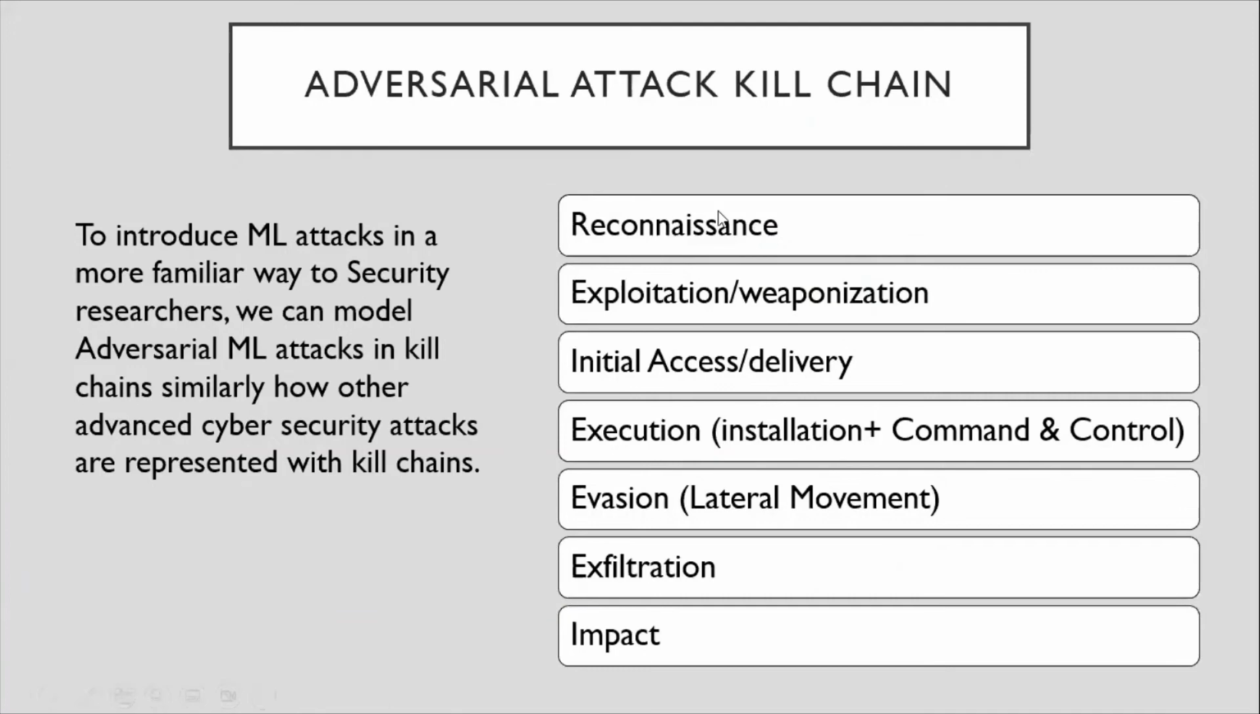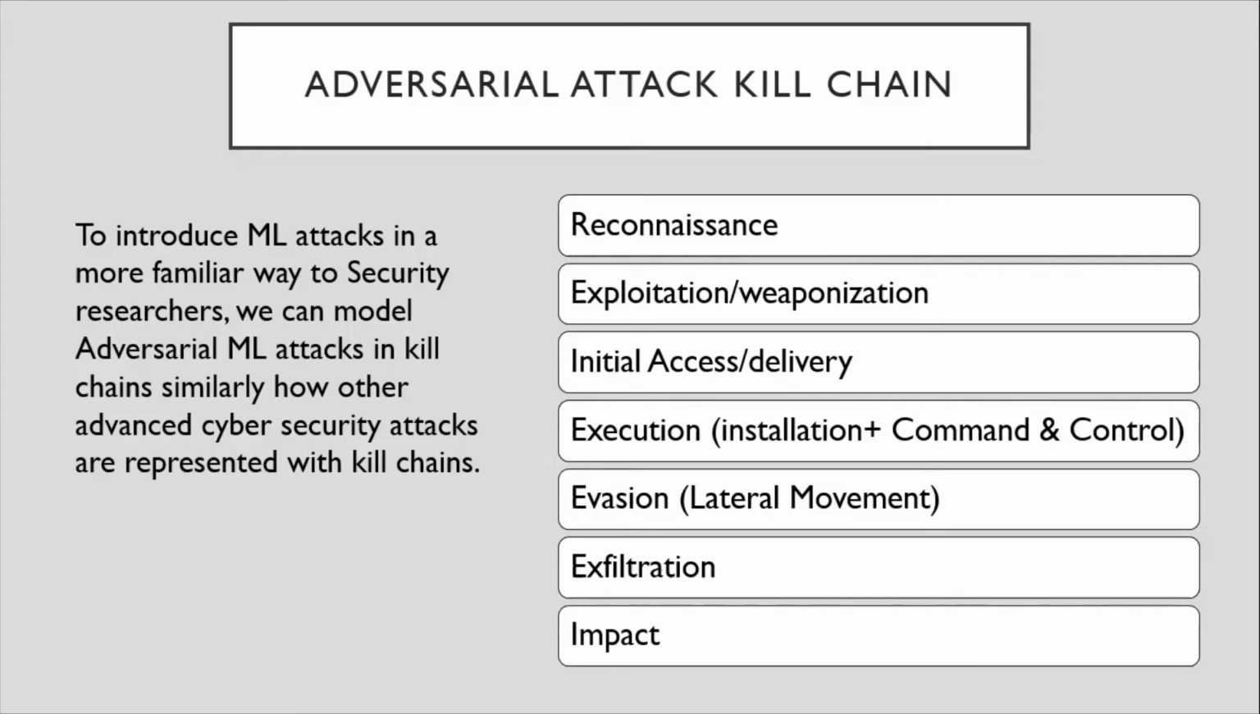Similarly, adversarial attacks can also be described using a kill chain. The reason is that security researchers who are familiar with the cybersecurity kill chain will be more familiar with attacks on machine learning if we can represent them in a similar kill chain. That was the goal, and to achieve that, we divided the kill chain into 7 parts: reconnaissance, weaponization, initial access, execution, evasion, exploitation, and impact. And you can see I also gave similar terms in the similar sections.